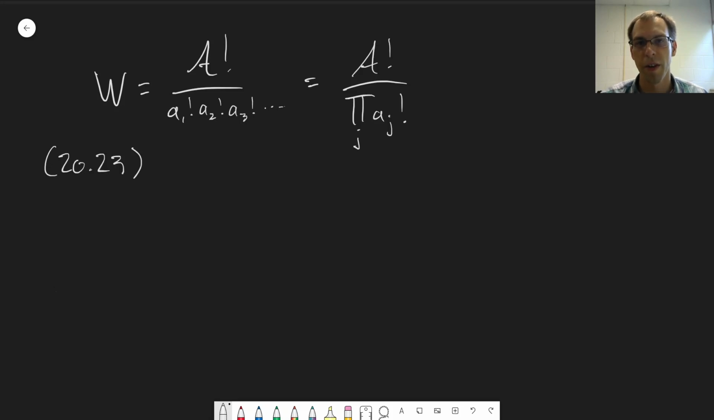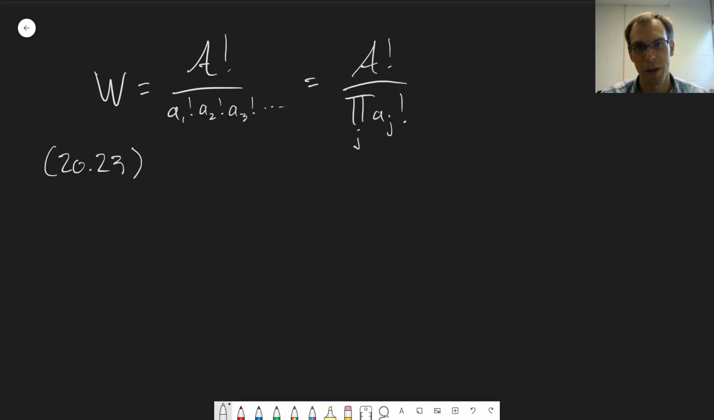So in the previous video, we were looking at an example where we had a small number of molecules with a small number of energy levels, and we could just count the possible microstates that were associated with a particular macrostate. Finding W was a matter of just counting things up.